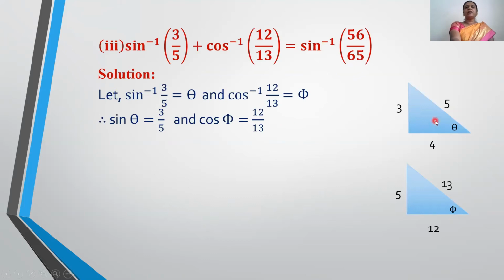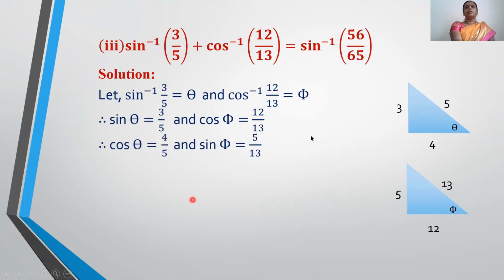Consider a right angle triangle. This is angle theta. Sin theta means opposite side divided by hypotenuse. This is 3, this is 5. Therefore, by Pythagoras triplet, this must be 4. And for cos phi, take the next triangle. This is angle phi. Cos phi means adjacent side divided by hypotenuse. Adjacent side is 12, hypotenuse is 13. Means by Pythagoras triplet, the remaining side must be 5.